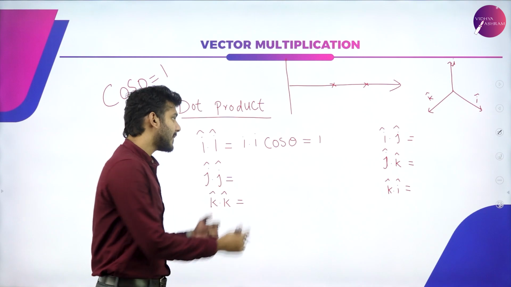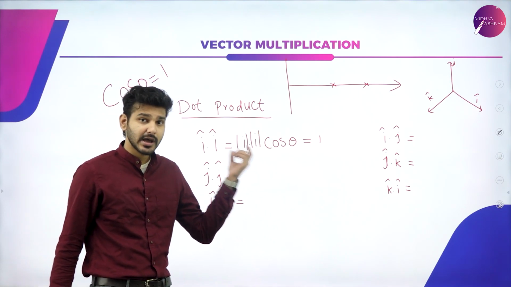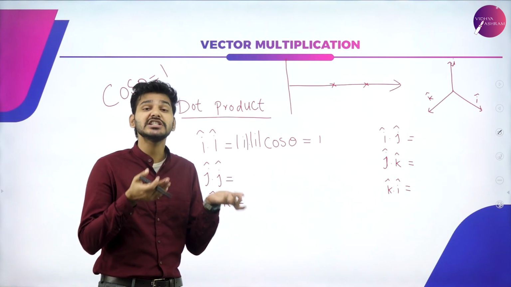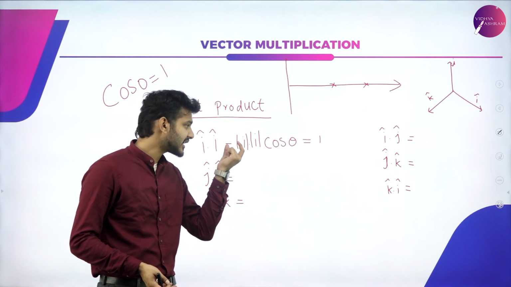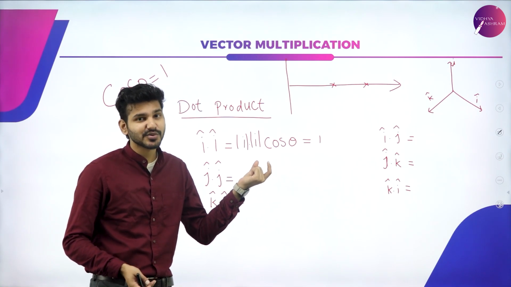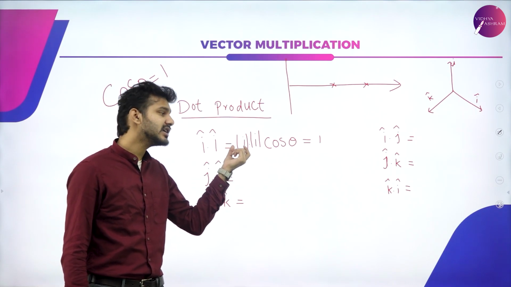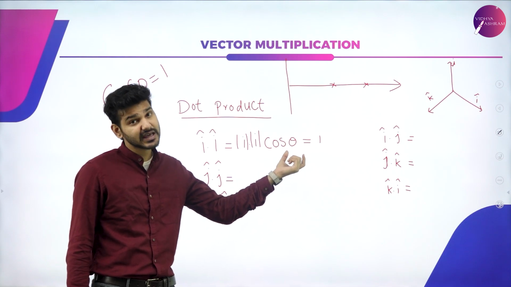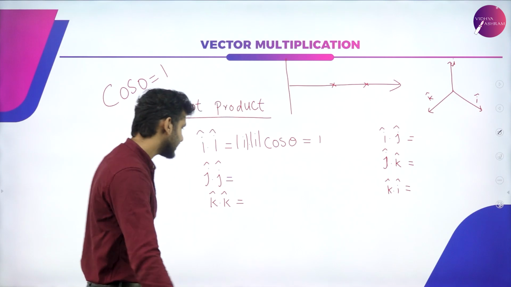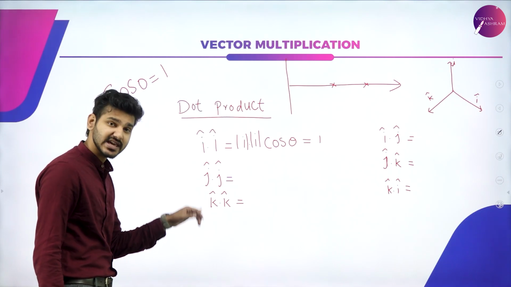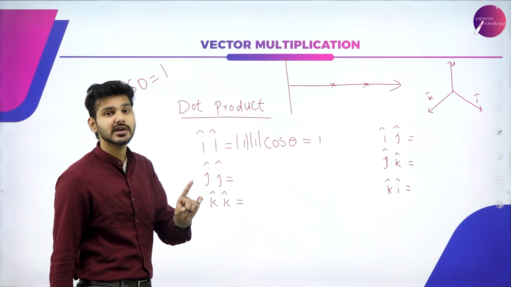Now again, the magnitude value of i into the magnitude value of i into cos theta. The magnitude value of a unit vector is unity, which means 1. So i into i, which means magnitude of i into magnitude of i, is not i square, it is 1 into 1. You can take it as 1 square, but again, it is 1 into cos 0. Cos 0 is again 1. So it is 1 into 1 into 1, which is nothing but 1. Just like that, every unit vector quantity is denoted here. That is i dot i or j dot j or k dot k, everything will be equal to 1.